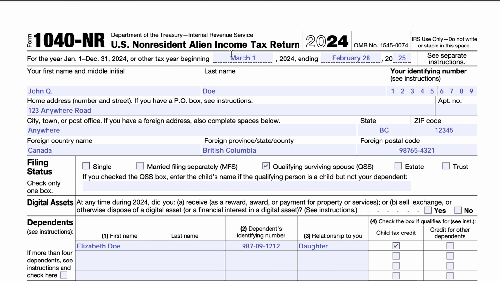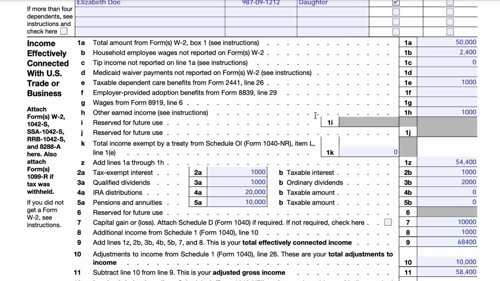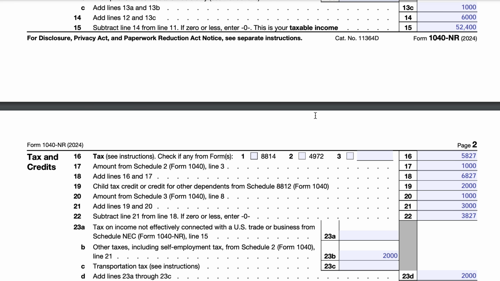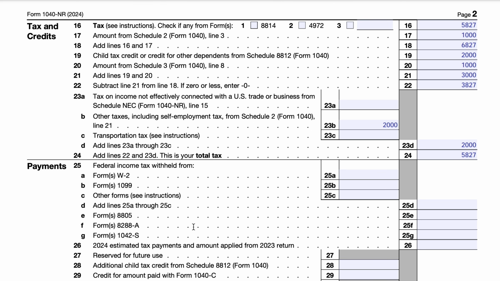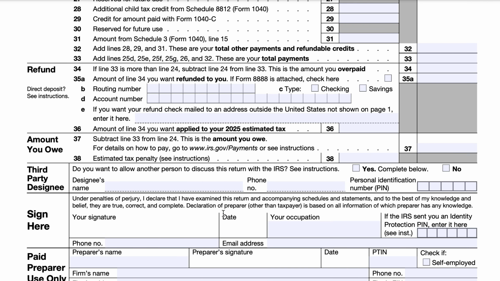In part one, we went over the taxpayer information at the top of page one. In part two, we went over the income effectively connected with U.S. trade or business at the bottom of page one. In part three, we went over how to calculate the tax and credits. And in this part, we're going to go over the last part, which is the payments, and then whether or not you get a refund, how much you owe, and then who signs at the bottom.